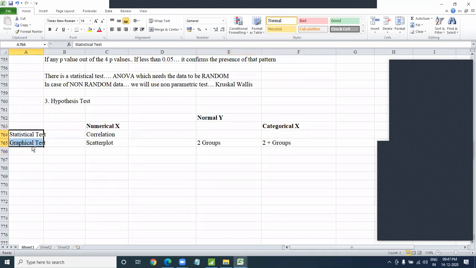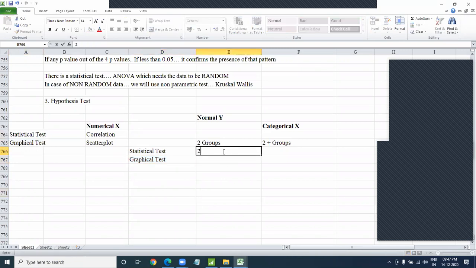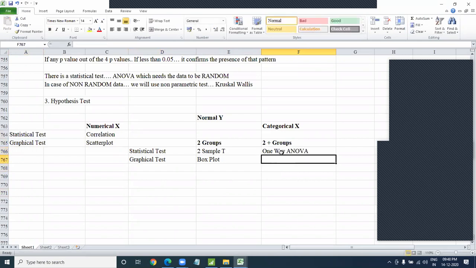Now, what is this 2 and 2 plus groups? That's what we need to understand. Before that, let's have a look at the tests first. I'll write it down and then we'll understand it. 2 sample T test is when you're dealing with two groups, and the graphical test will be box plot. We already did box plot. We know how to use box plot. This is one-way ANOVA, and again box plot.